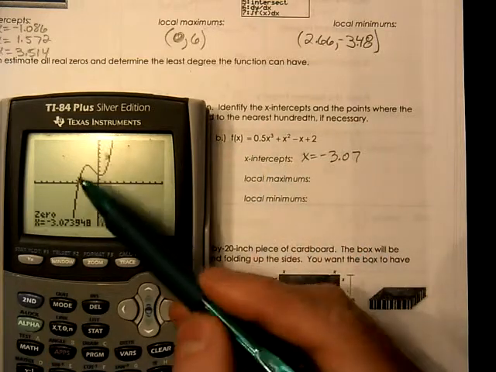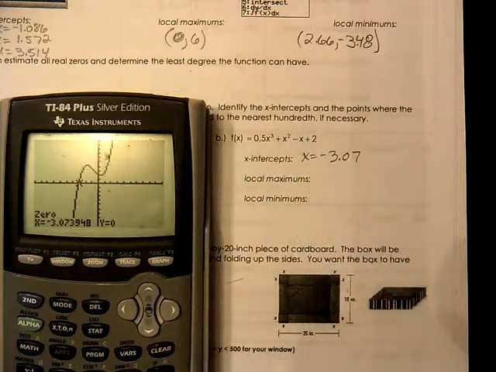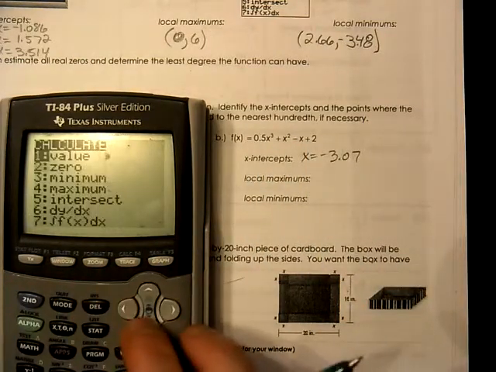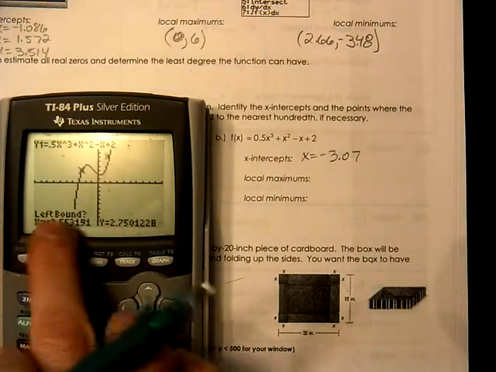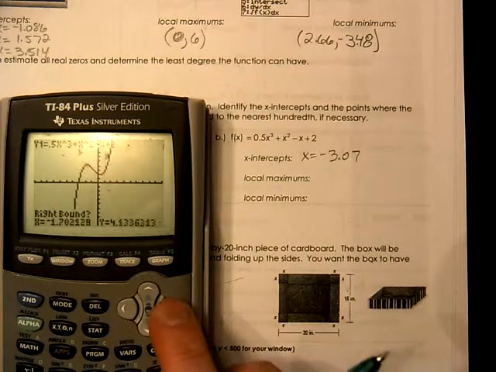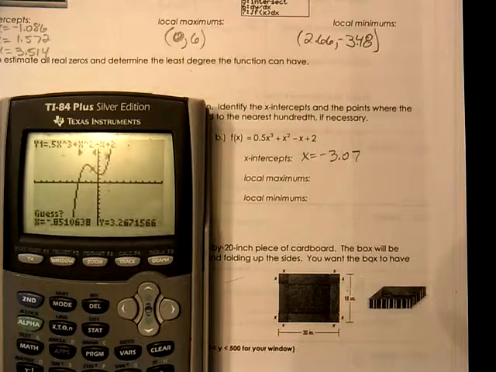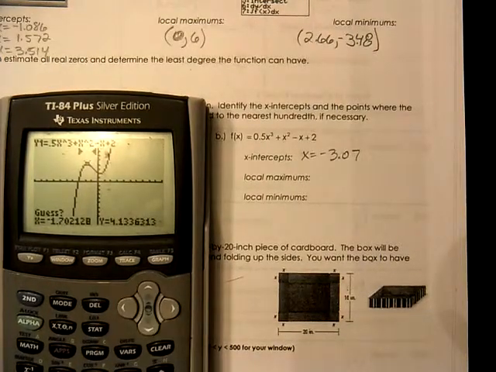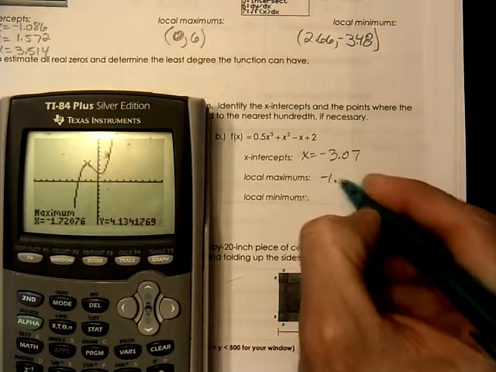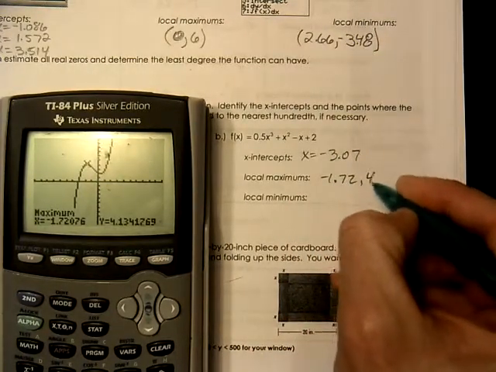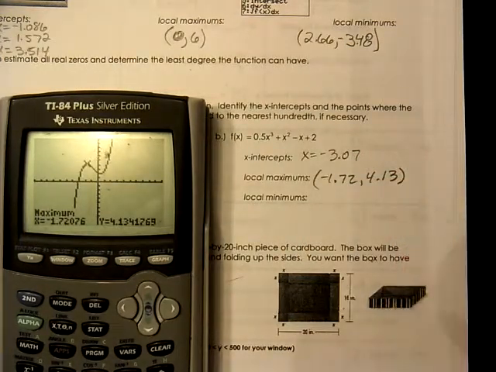We have a local maximum where it curves up and then begins to go back down. That's our local maximum. So we have to be to the left bound, the left side of that. Move to the right side of where we see that our maximum would be located. And then you can get close to your maximum. So our local maximum is at negative 1.72, 4.13. We're rounding to the nearest hundredth.